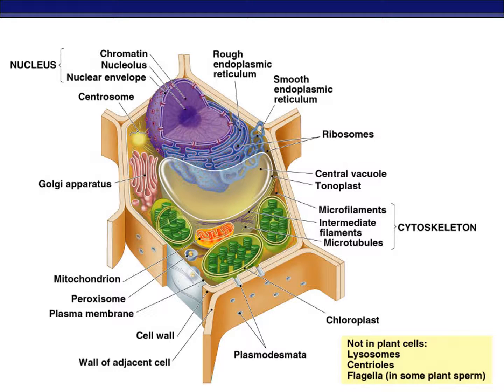And here's the plant cell, and again, we need to be able to compare this to the animal cell and know that we don't have lysosomes or centrioles or flagella, though sexual reproducing plants do make flagellated sperm in some cases.